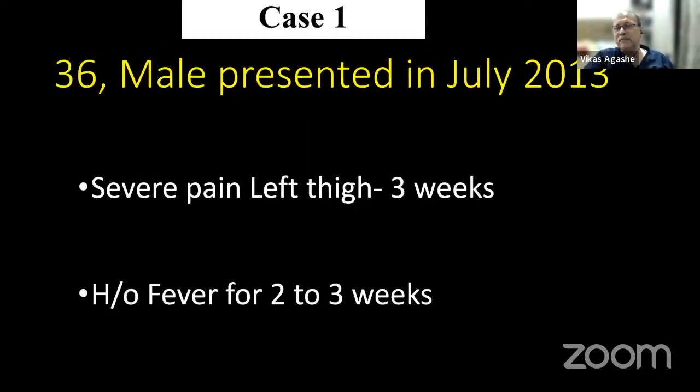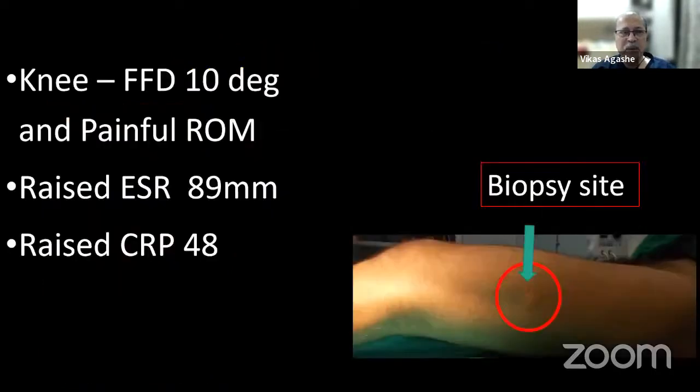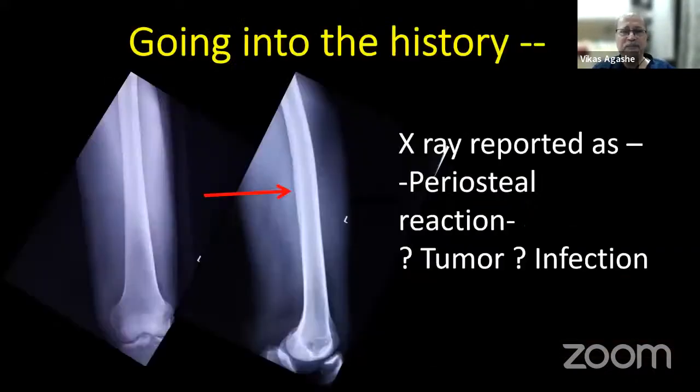This was a young man presented with severe pain in the left thigh for 3 weeks, history of fever for 2 to 3 weeks. When he came in, there was a distinct, visible swelling in the thigh. You can see both the sides. Then there was a small sticking plaster on the biopsy scar. He had a flexion deformity of the knee. Movements were painful and his ESR and CRP were raised. So obviously, we are possibly dealing with infection.